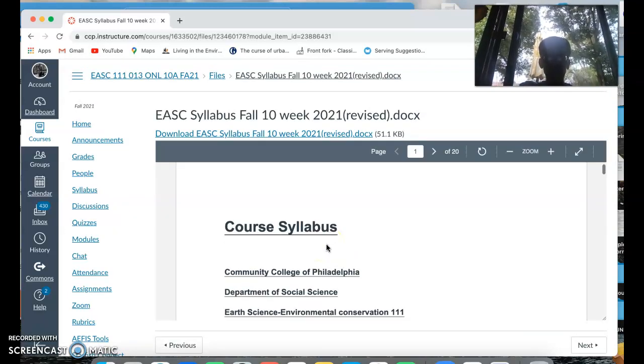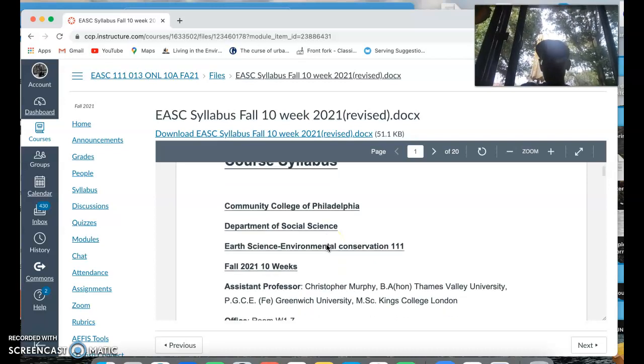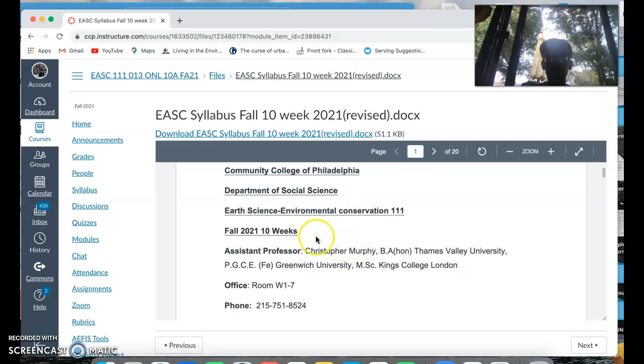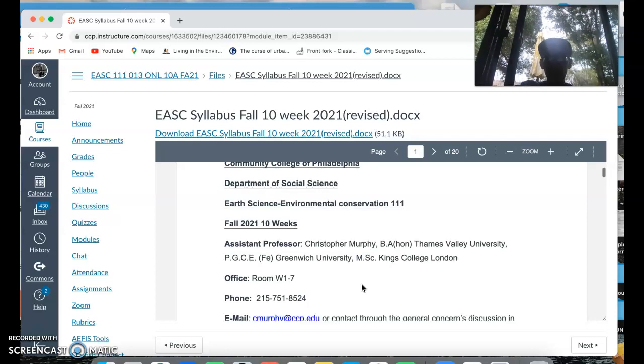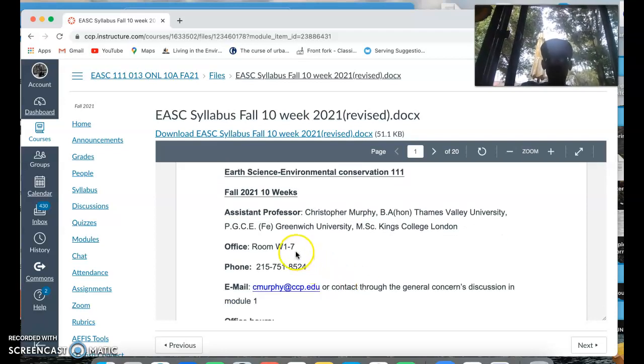And the syllabus, basically it'll explain a little bit about the course. It talks about it being a 10-week course. My name is Chris Murphy. I've been teaching at the college for almost 19 years. Prior to that, I taught for 10 years in London. This is my room at college, but this semester I'm not actually in.